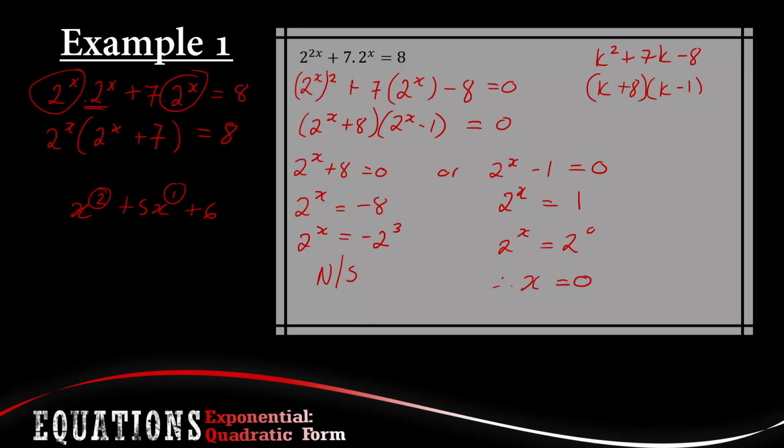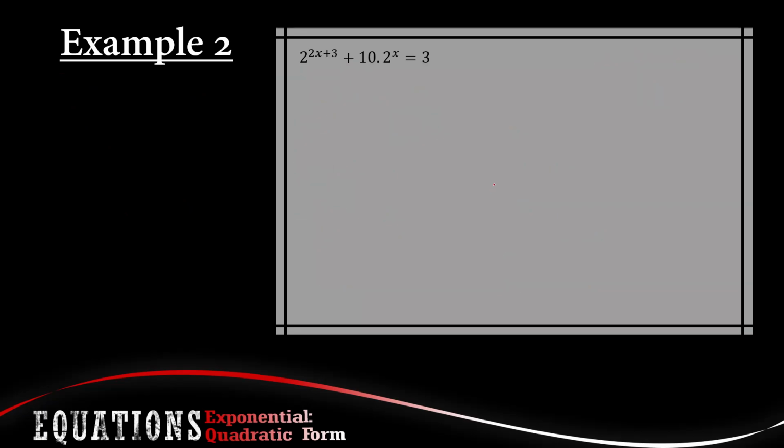Alright, so that one is solved. Then we'll just do one more example, example 2. Now this one is slightly more complicated, but the most important thing is we notice that this is to the power of 2x, where this is to the power of x, and this is not 0. So this indicates quadratic factorization.